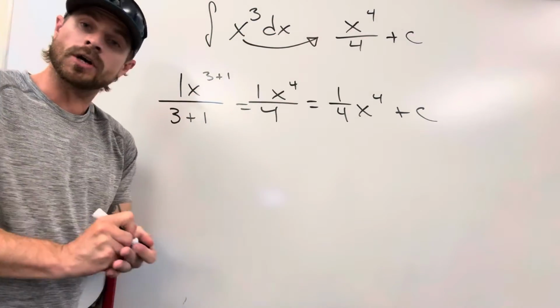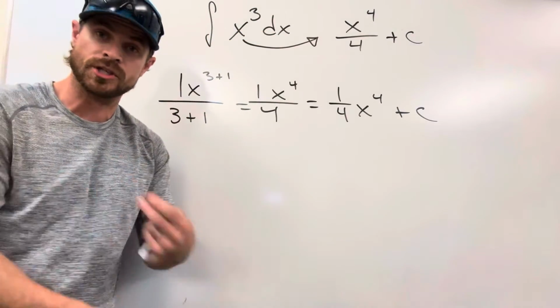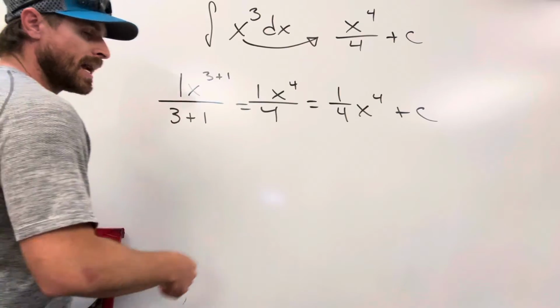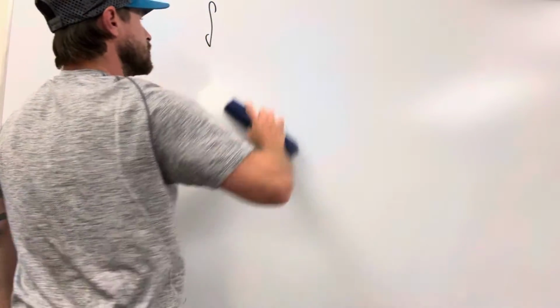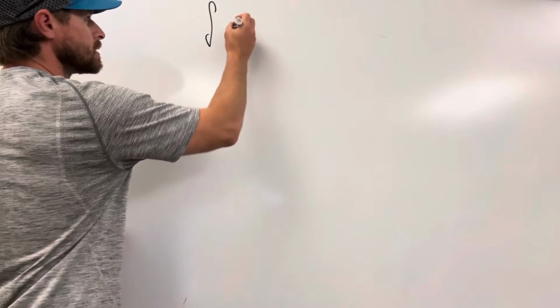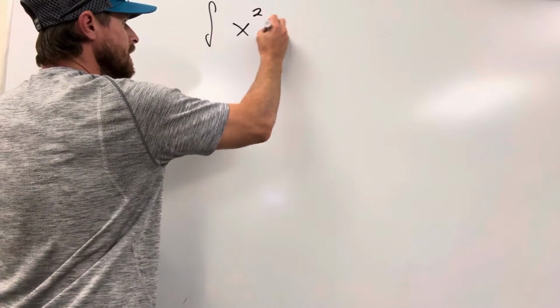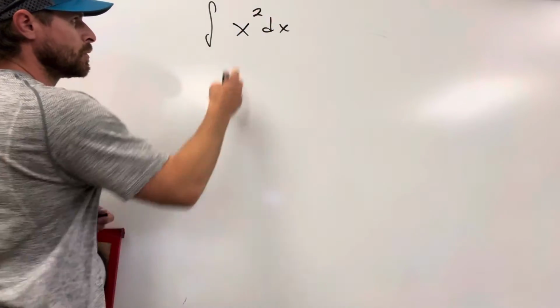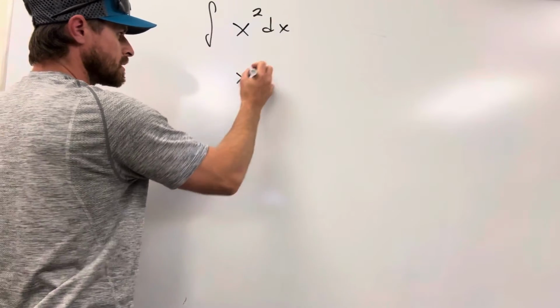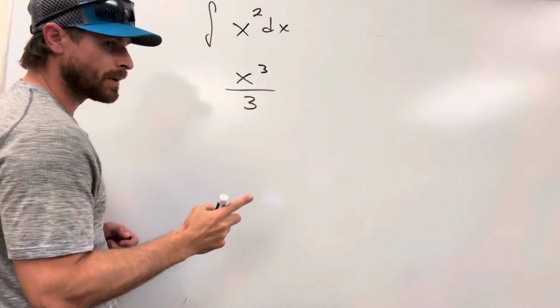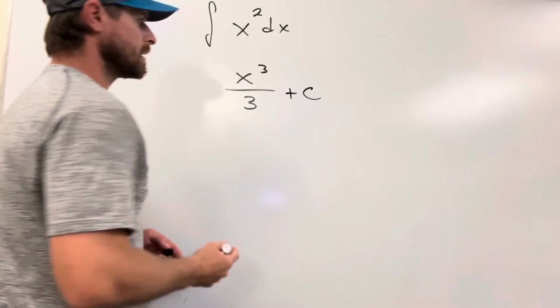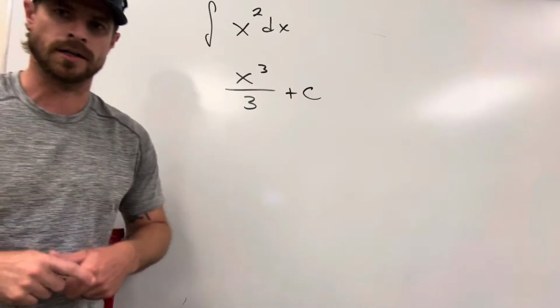Now, I'm going to go over a couple more of these so that we can get some repetition in, get some speed going with that, and then I'll increase the rigor just a little bit. So let me change this problem. We'll just change it from x to the 3rd power to x to the 2nd power dx. So again, what are we going to do? Increase the value by 1, x cubed. What goes on the bottom? 3. What do we have to not forget about? Plus c. Ta-da, you're done. You got it. You figured it out.